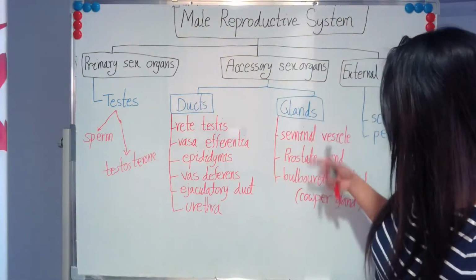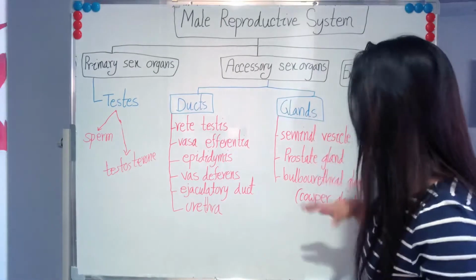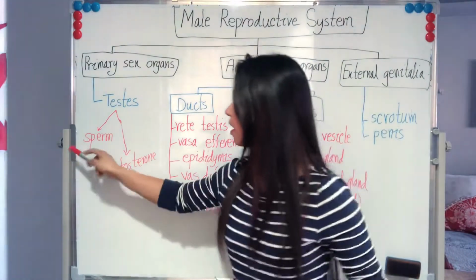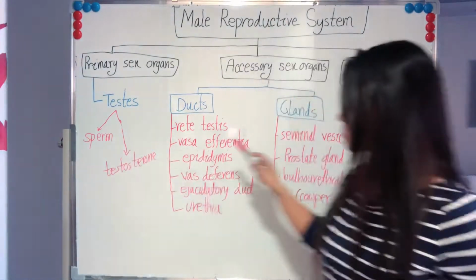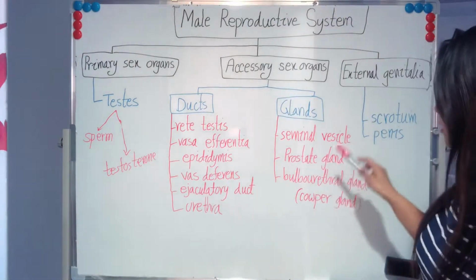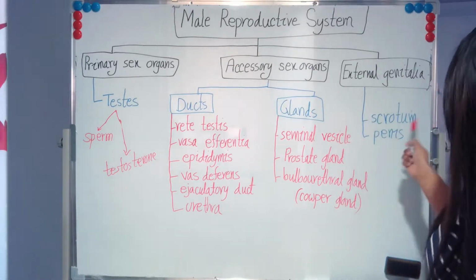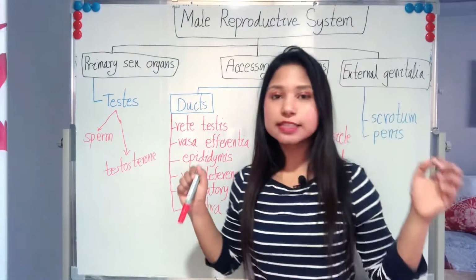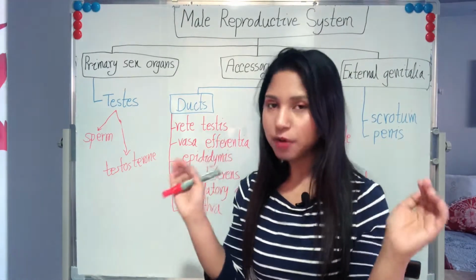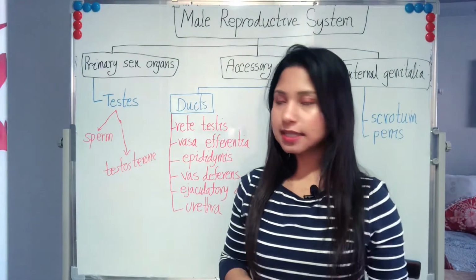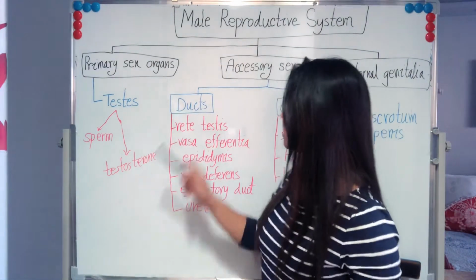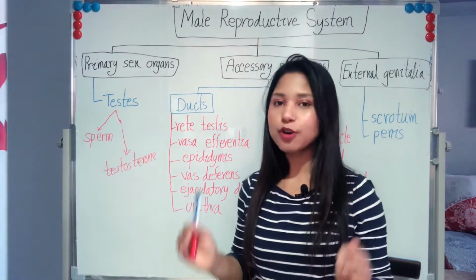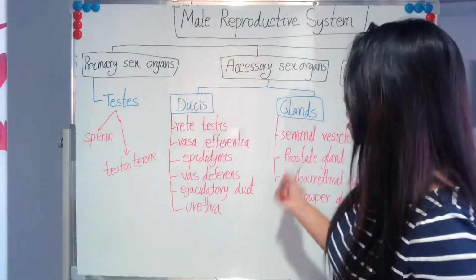So why do we need these glands? Because glands produce semen to protect and nourish sperm. Their secretion is so important. Then external genitalia. External genitalia are scrotum and penis. Only scrotum and penis are visible from outside, so these are external genitalia. But primary sex organs and accessory sex organs cannot be seen from outside, so these are internal organs.